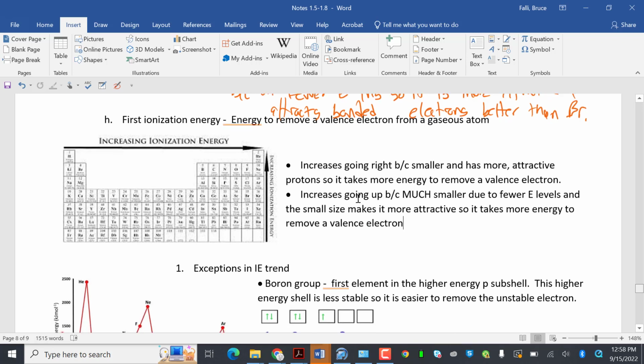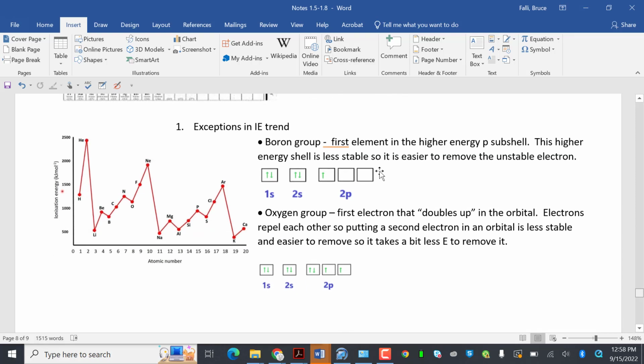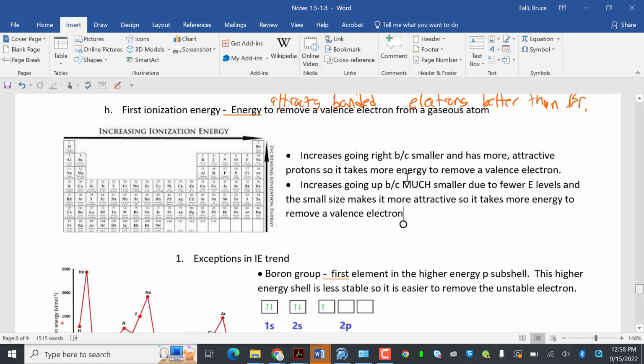Now, ionization energy has some cool things that go along with it. So that's the basics of first ionization energy. There are exceptions to this trend that you need to get used to. So when we're looking at a periodic table, there are exceptions that occur in this column right here, the boron family, and in the oxygen family.